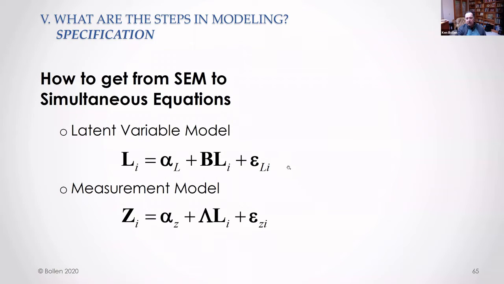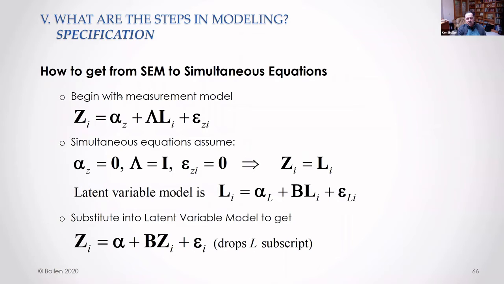So here is the general expression that we had. Here was the general measurement model. And in simultaneous equation models, this measurement model is going to be modified so we constrain these intercepts to 0. And we constrain this factor loading matrix to an identity matrix, and we constrain these errors to 0. So essentially, we're just saying our observed variables are equal to the latent variables.